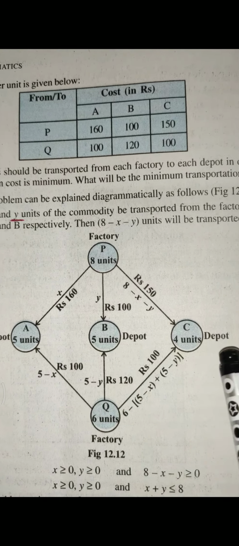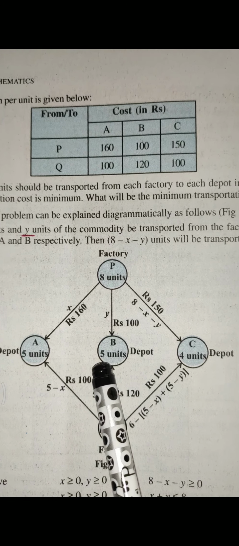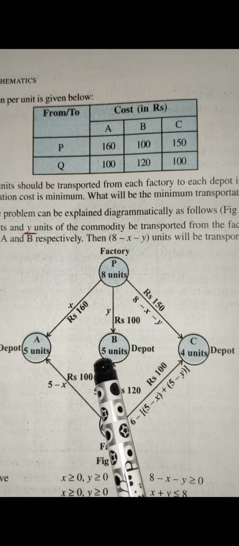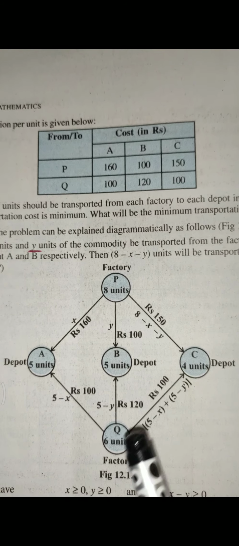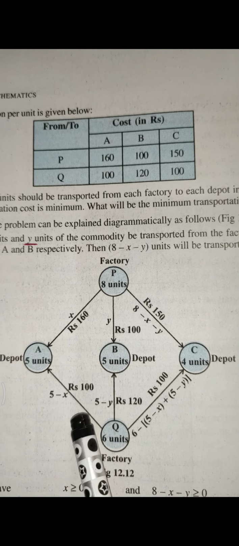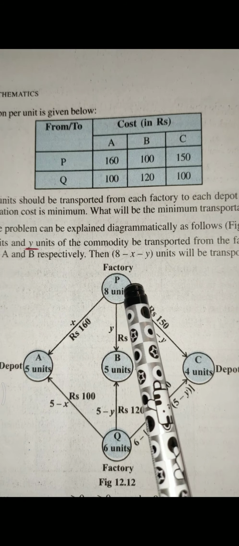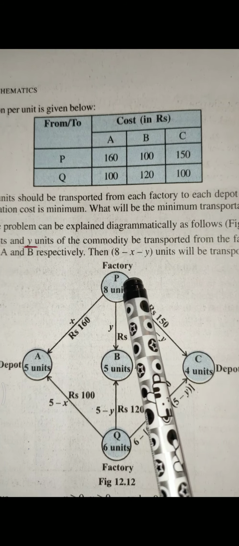Now, in all linear programming questions, how many variables can we assume at most? Two. If we have to assume more than that, then in higher classes you will learn the concept. So we are assuming that from factory P, X units are supplied to depot A. You can consider it from Q also, or to A or C, anywhere you can assume, no problem, you will get the same answer. Here, as solved, we are assuming from P to A we supply X units. From P to B, Y units. Then how many units will we supply from P to C?